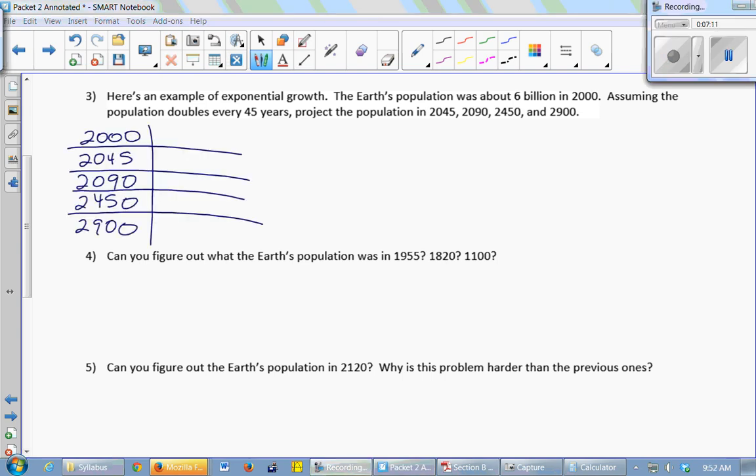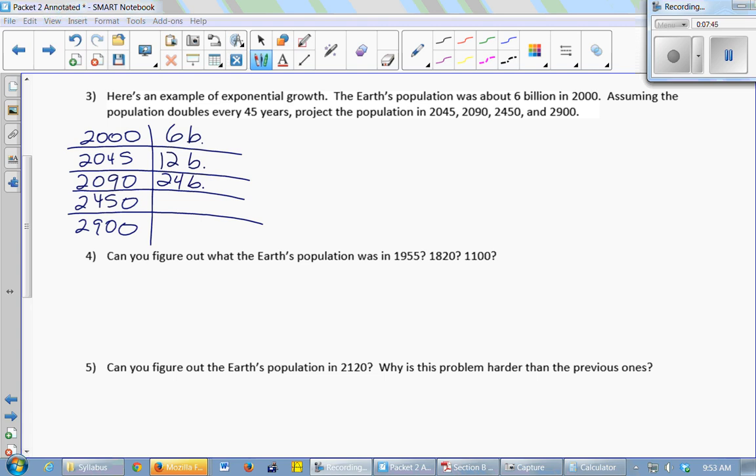Okay, so let's talk about this first part. In the year 2000, they told us the population was 6 billion. So rather than writing a 6 with 9 zeros after it, I'm just going to put billion to say billions. Okay, so the population doubles every 45 years. So what's the population in 2045? 12 billion, right? 45 years have passed, so the population doubles. And then that number doubles because by 2090, another 45 years have passed, so this will be 24 billion.